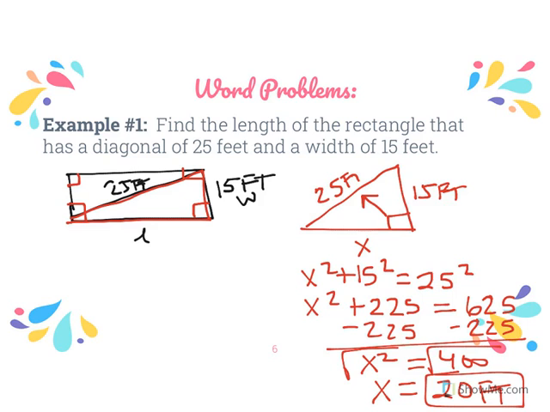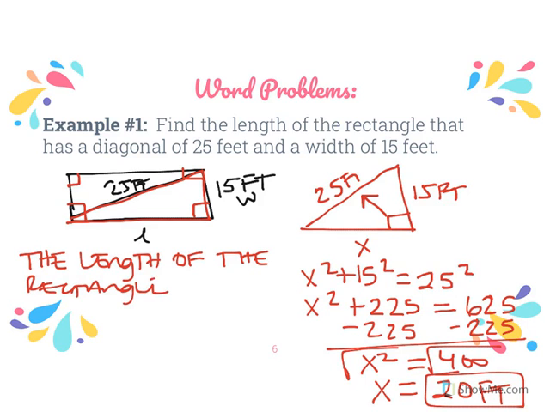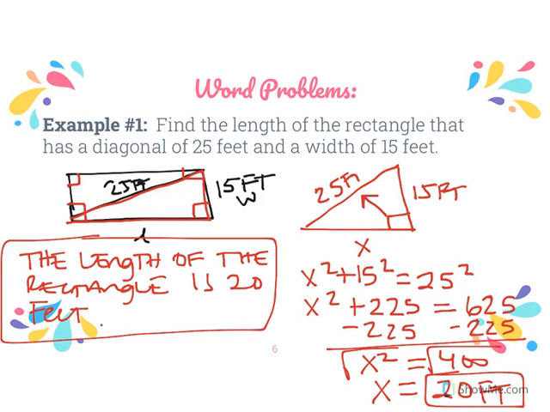Since we have a word problem, we are going to write a complete sentence stating what the actual length of the rectangle is. The length of the rectangle is 20 feet. Alright, so that's our final answer here.